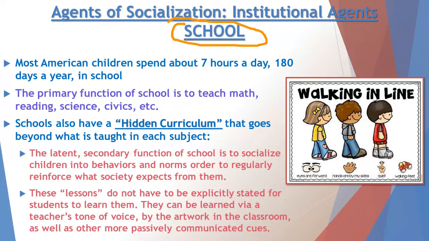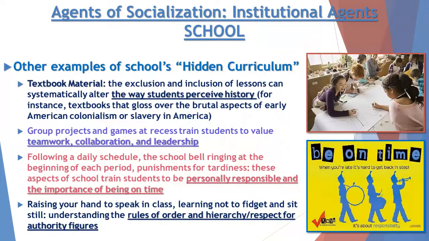However, in sociology, we're more interested in what's referred to as the hidden curriculum of school. So these are things that go beyond those formal lessons of math and science. The secondary function of school is to continue to socialize us into certain behaviors and norms that society is going to expect from us once we are fully functioning adults. These lessons, sometimes they're explicitly stated or written down, but not always. Sometimes they're more passively communicated to us. So I have some examples.